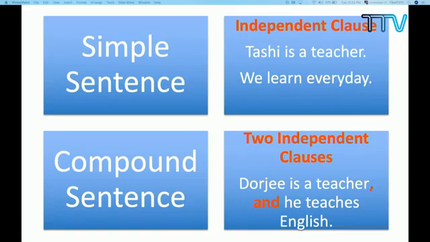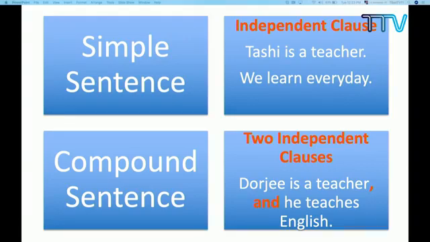Doji is a teacher. This is independent because it makes sense and it does not have to depend on other sentences. He teaches English is again an independent clause. So in this compound sentence, you will see two independent clauses. That's why it is a compound sentence.